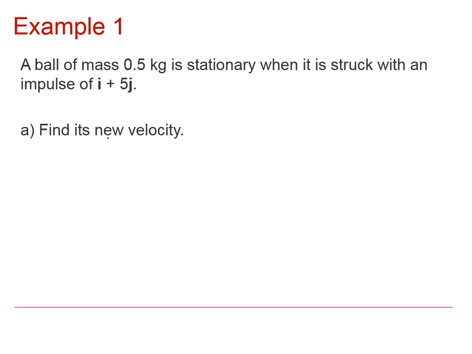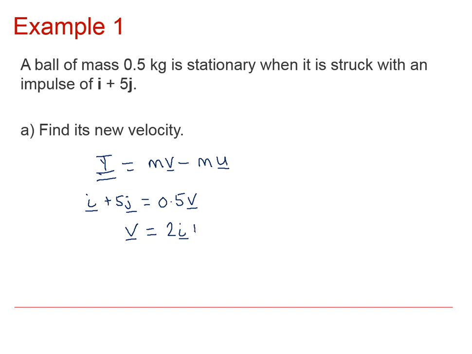So we're going to start with an example where we have a ball of mass 0.5 kilograms that is stationary when it's struck with an impulse of i plus 5j. If you remember, the formula for impulse is the mass times the final velocity subtract the initial velocity. In this particular case, the initial velocity is 0 because it is stationary. So we're going to have that the impulse i plus 5j is equal to 0.5 times the final velocity. So if we divide both sides by 0.5, we get that the final velocity is 2i plus 10j.